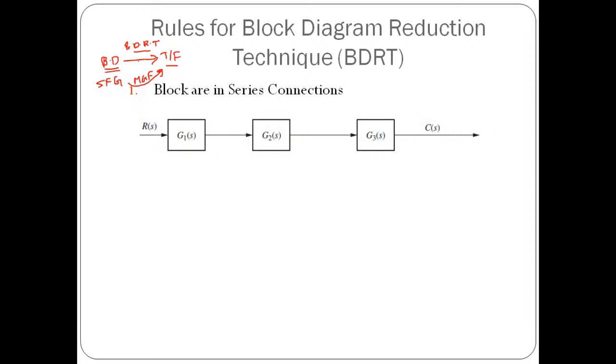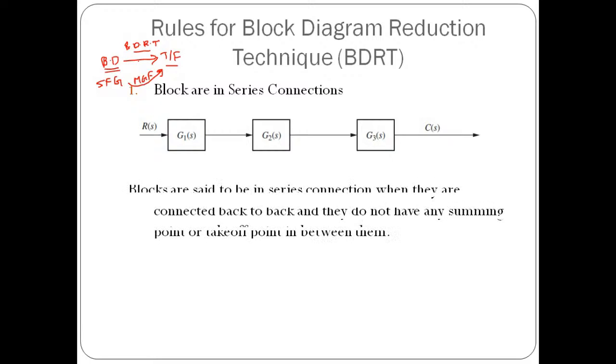So first we need to identify how we can say that the blocks are connected in series configuration, because that is important. The blocks are said to be in series connection when they are connected back to back. That is important. And the second thing is that they do not have any summing point or takeoff point in between them. Just like the case I have shown over here.